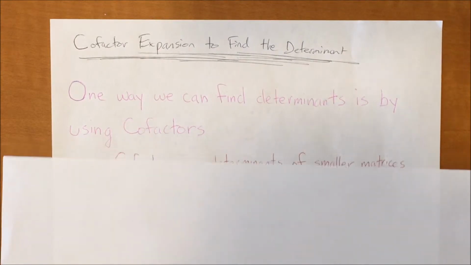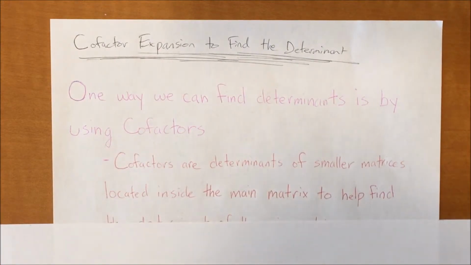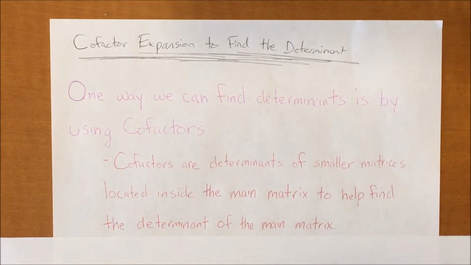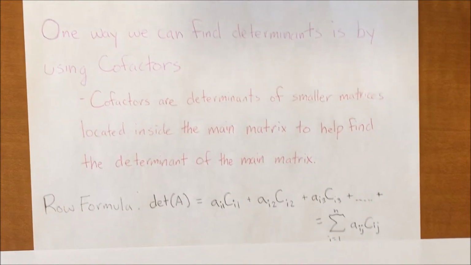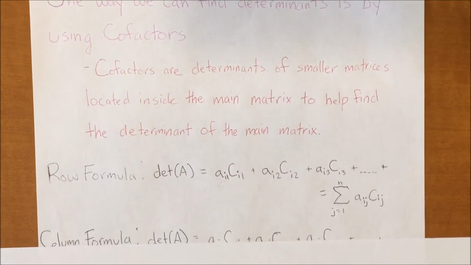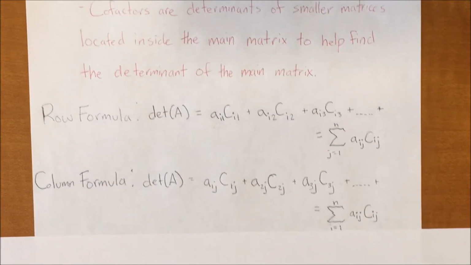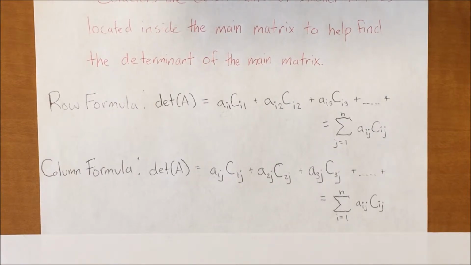Cofactors are essentially determinants of smaller matrices located inside the main matrix to help find the determinant of the main matrix. This helps eliminate the need for longer algorithms that take long to compute. These formulas show two different versions of the cofactor expansion, one in row expansion and one in column expansion.